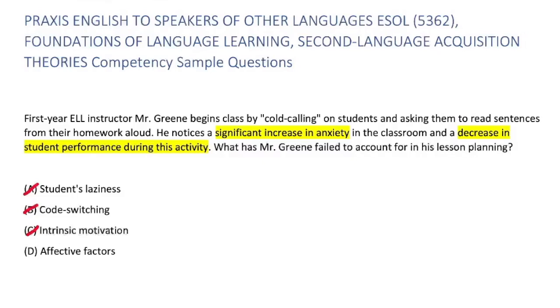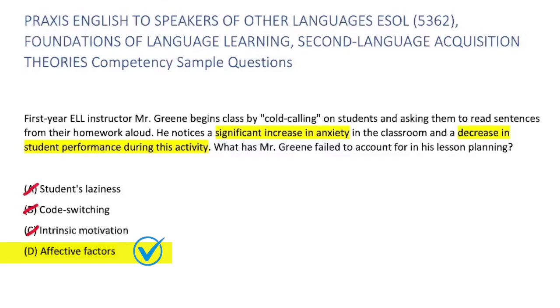Intrinsic motivation seems like it might be a good option because that does affect engagement, if a student wants to do something because they find it inherently enjoyable. However, it does not directly explain the heightened level of anxiety in the classroom here, so we would not choose option C. That means option D, affective factors, is the correct solution.